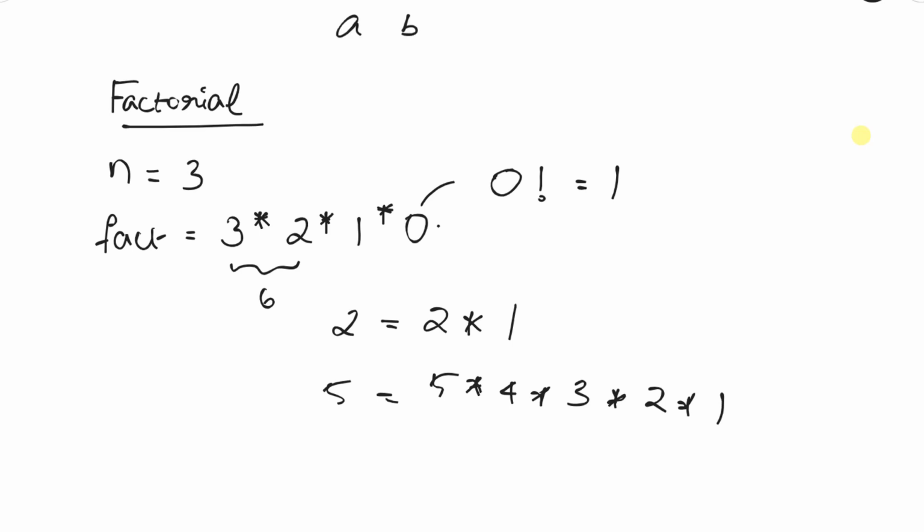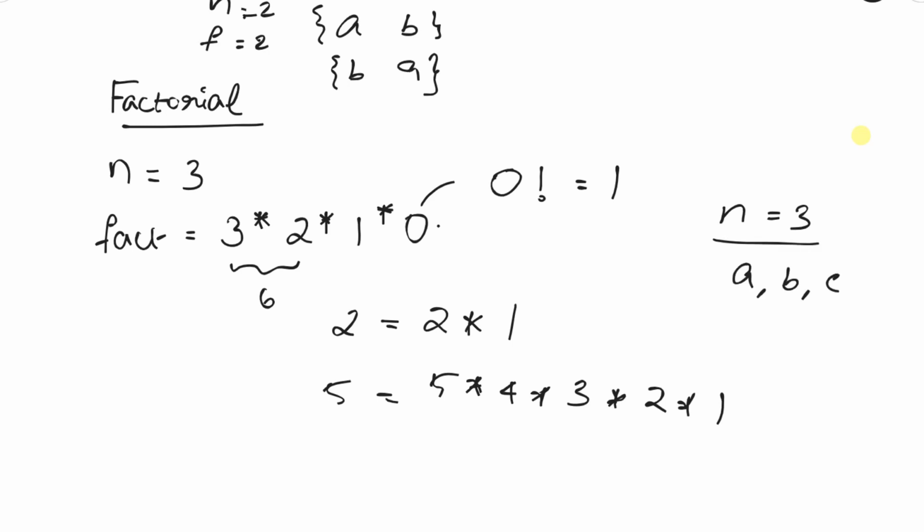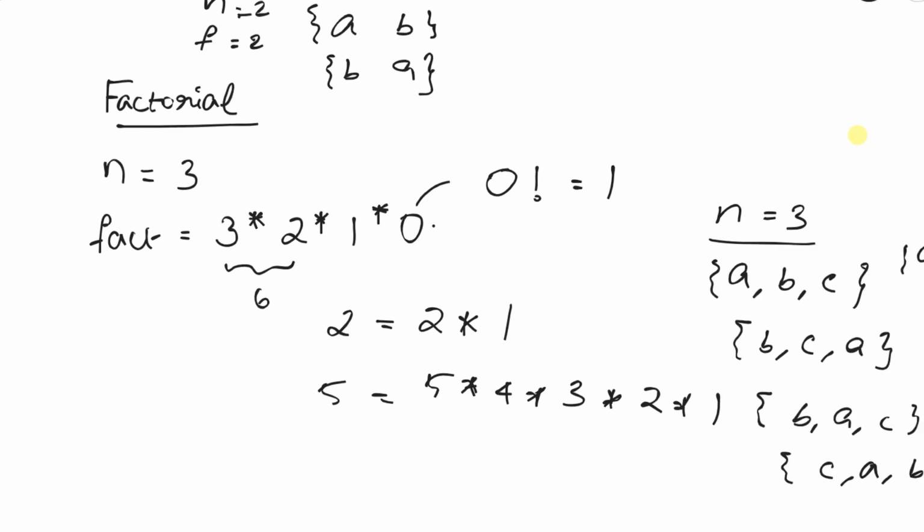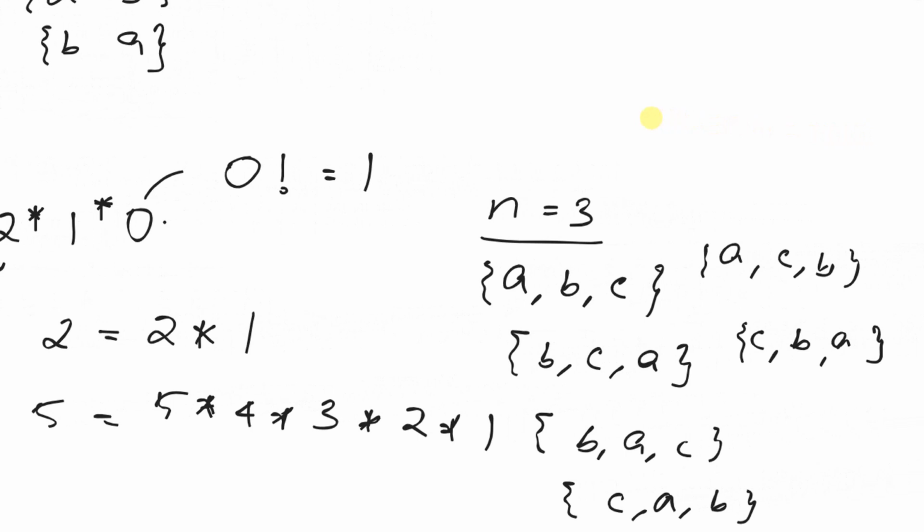Suppose we have 2 elements, n is equal to 2. When we find the factorial of 2, it is 2 again. In how many ways can we represent these 2 elements? 2 ways, that is A and B, and B and A. If you're taking 3 elements, n is equal to 3, meaning A, B and C, this is one way. Like this, we get 6 possible ways of representing these 3 elements.